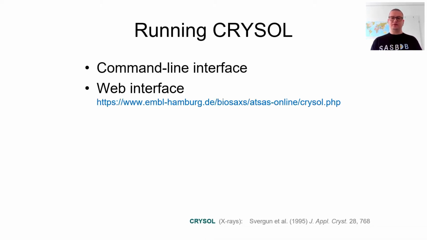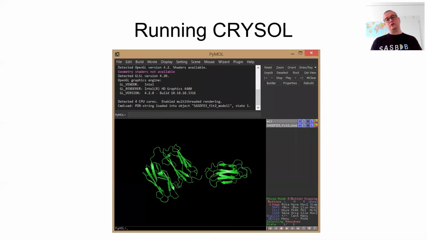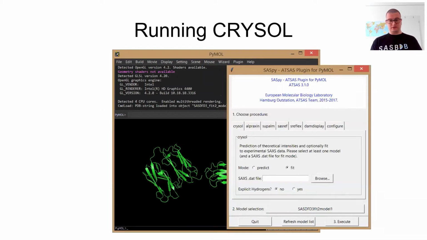One can also use the web interface to run CRYSOL on our EMBL server. And another way of running CRYSOL is running it from the PyMol plugin called SAXS. If you have ATSAS installed on your computer, you can install this plugin and use it from PyMol. It looks like this, and it allows to run a number of programs using the practical graphical user interface.